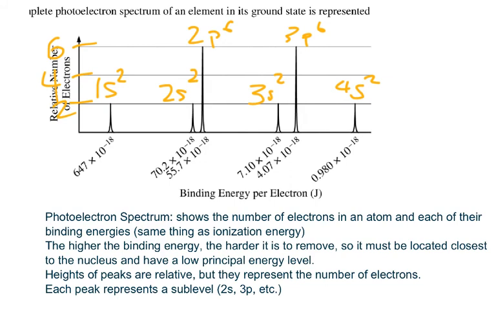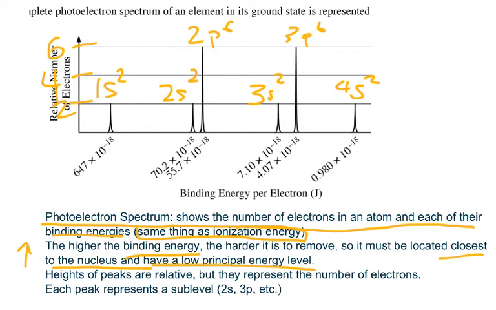Our second topic will be regarding the photoelectron spectrum. This spectrum shows the number of electrons in an atom, as well as each of their binding energies. Now the binding energy is the same thing as ionization energy. It's just telling you how much energy it takes to remove an electron. So the higher the binding energy or ionization energy, the harder it is to remove the electron. Electrons that are located closest to the nucleus tend to have a high binding energy and a low principal energy level. So let's read this graph.